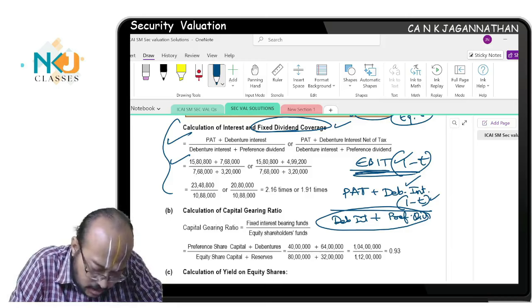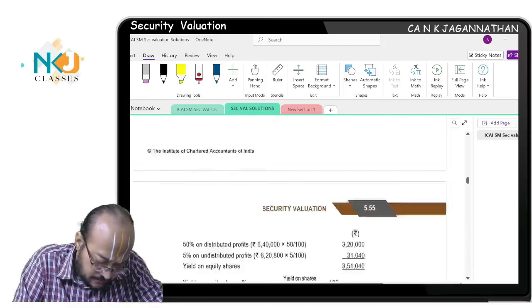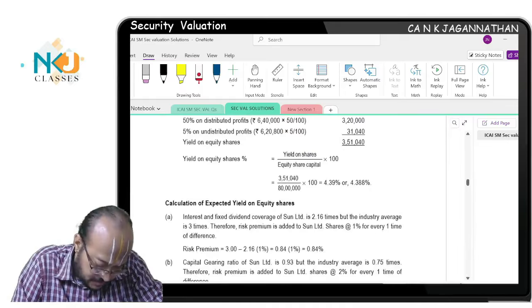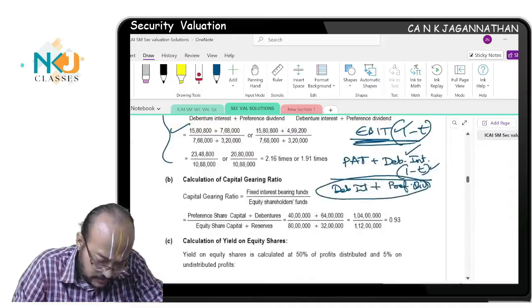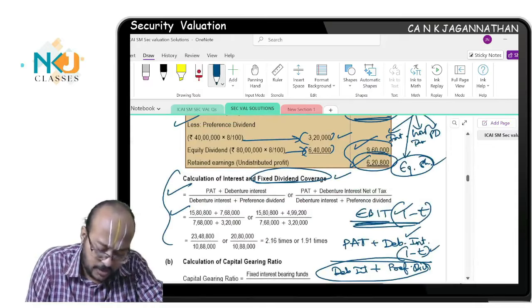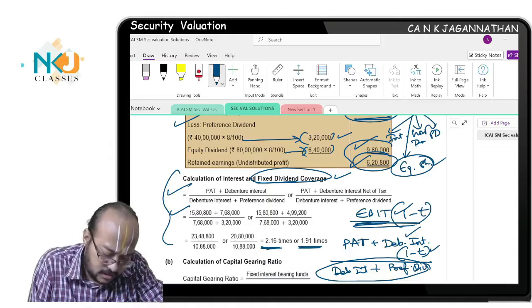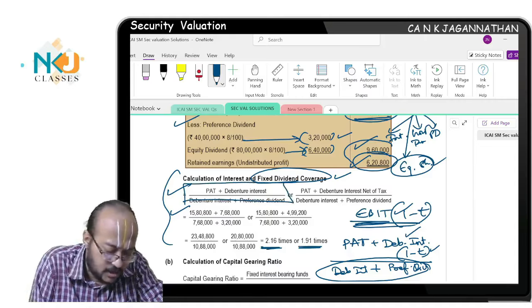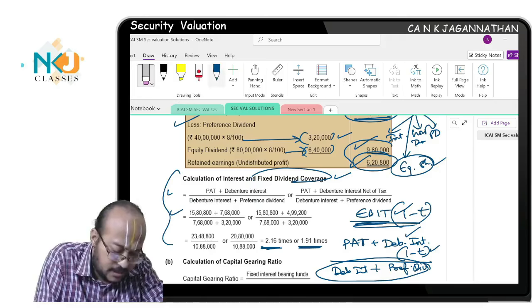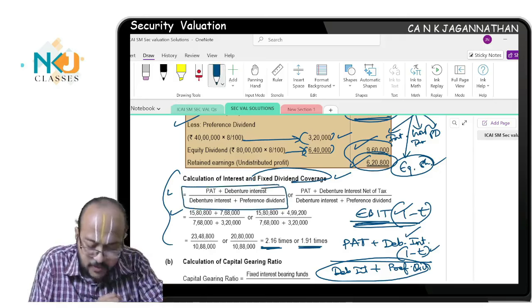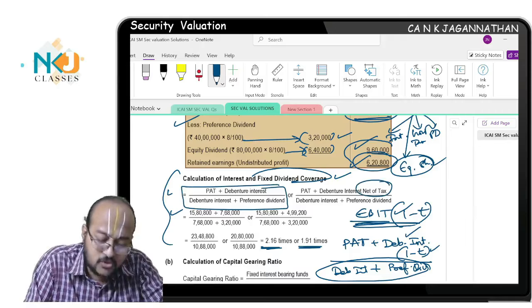Here they have given the net of tax debenture interest plus preference dividend ratio as 1.91. What they have solved here is 2.16. They have taken 2.16. You can also take it as 1.91 or 2.16. Anyway, the tax should be adjusted. But they have solved it, and you can solve under both methods, that is not an issue. So PAT plus debenture interest over debenture interest plus preference dividend. Here they have adjusted for tax, which should be the correct method.